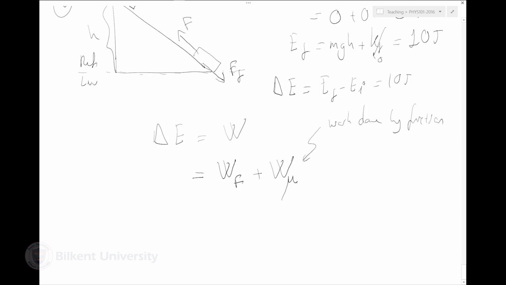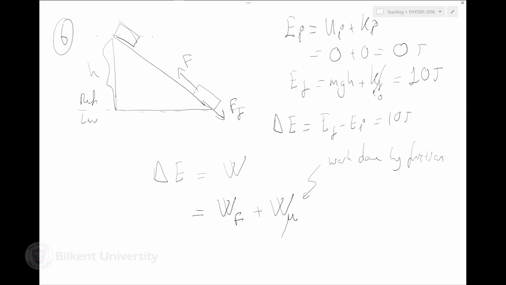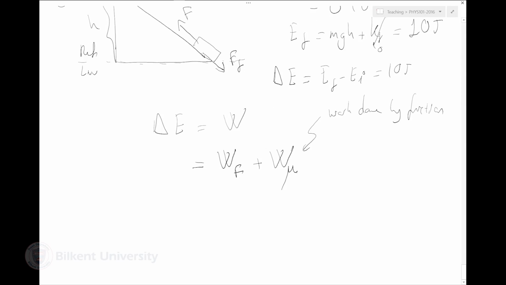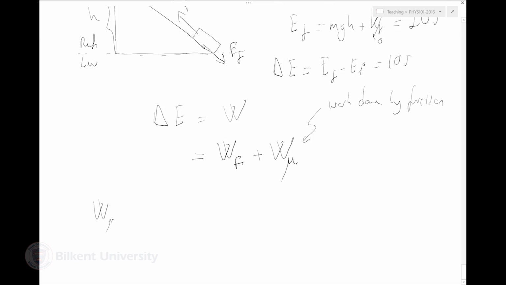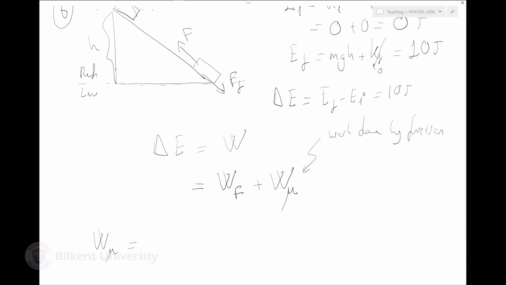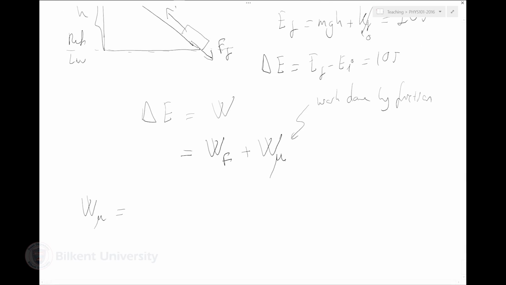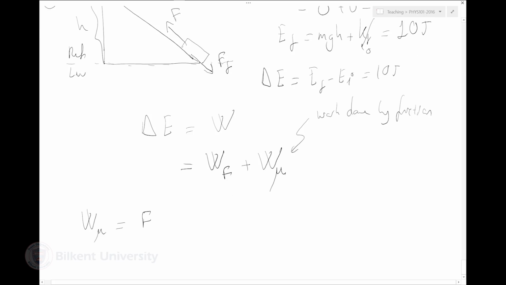How can I calculate the work done by friction? I know that the friction force will be constant here. It will be just kinetic friction, right? So I can use F friction dot the total distance that's traveled under that force, right?